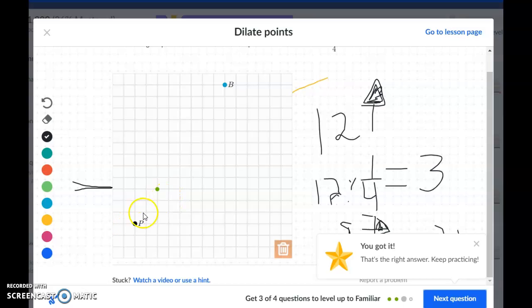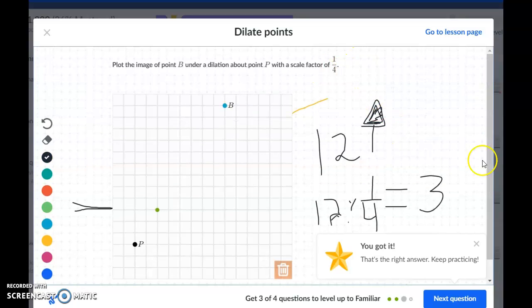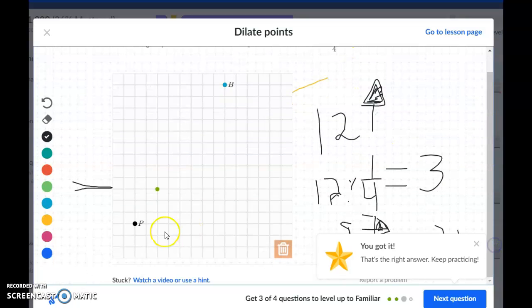So what I did was I just counted my squares up, counted my squares to the right, and then I multiplied each one of those numbers by 1/4 because the dilation was by 1/4. Plotted my point. 3 up, 2 over.